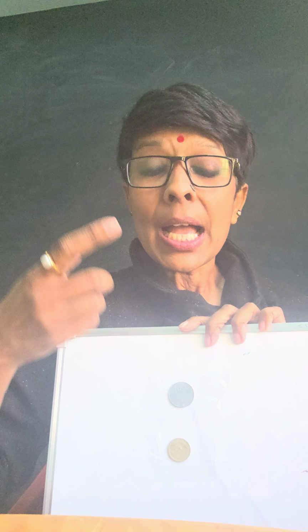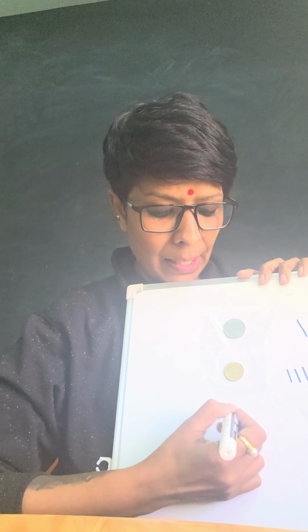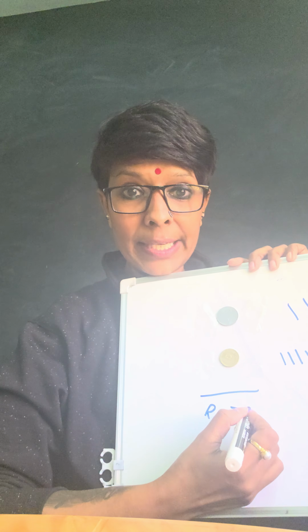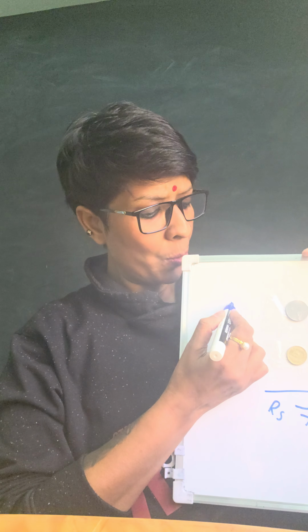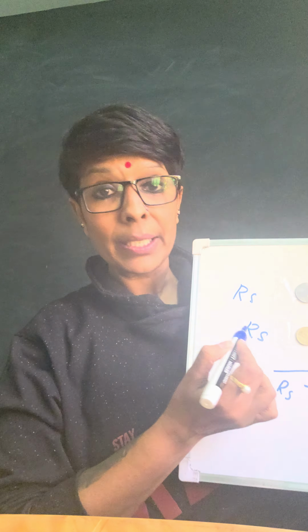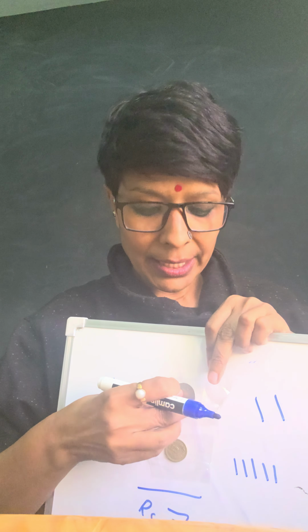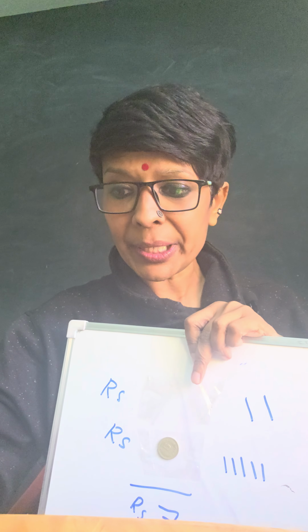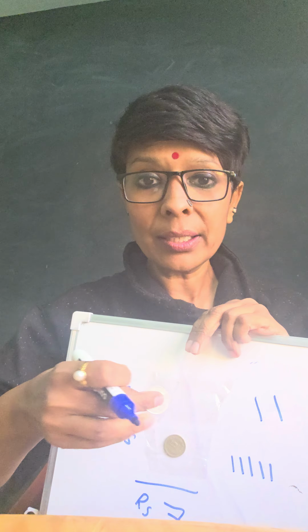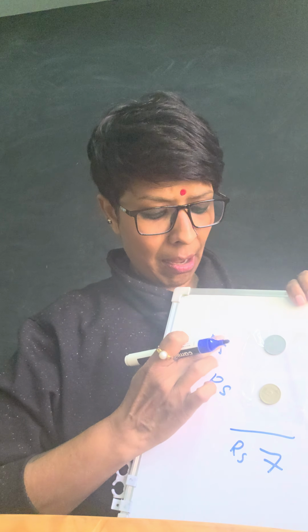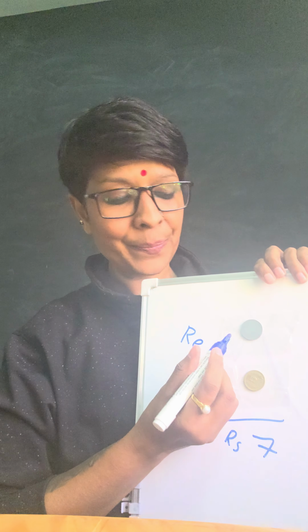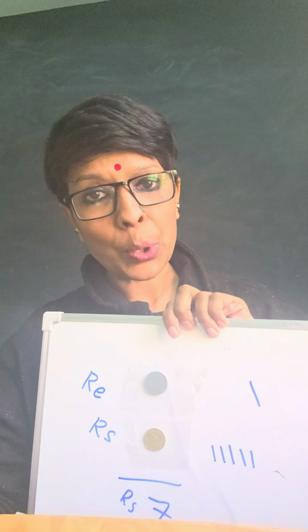Now, how is it that we do the addition? If it is a 2 rupees coin, we draw 2 lines, and if it is a 5 rupees coin, we draw 5 lines. We add them and this becomes rupees 7. Please remember that we always write rupees here. And one more thing, in case you are using a 1 rupee coin, you will be writing Re, right? That is important.